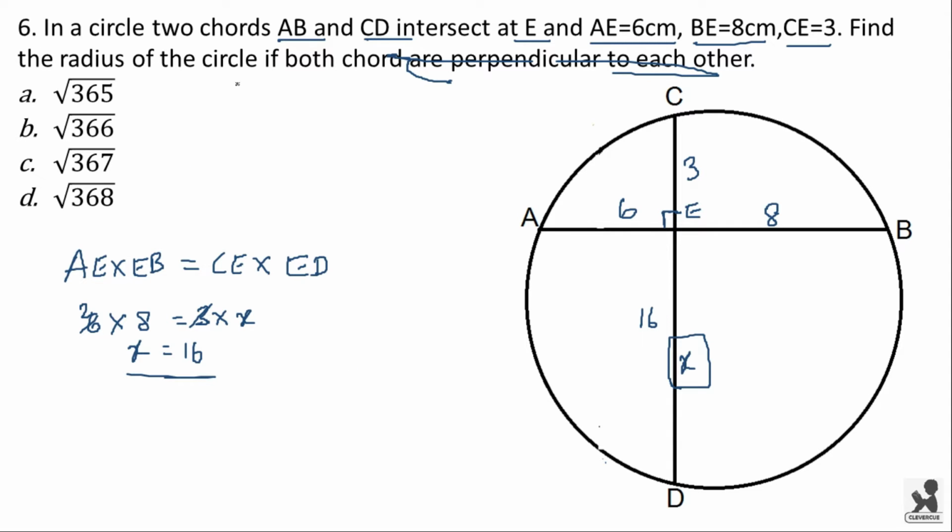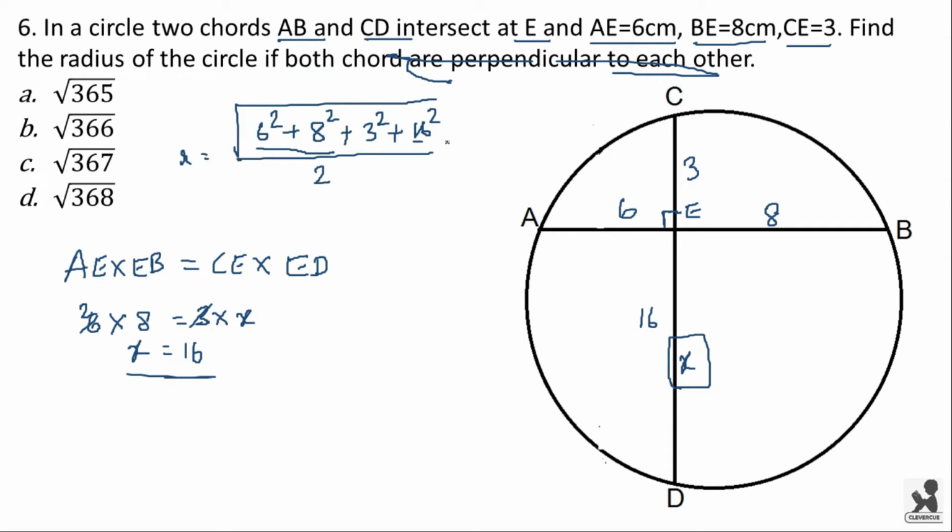As we discussed earlier, the radius R is equal to under root of (AE square plus EB square plus CE square plus ED square) divided by 2. So let us substitute the values. 6 square plus 8 square plus 3 square plus 16 square, divided by 2. Here 6 square plus 8 square is 10 square, so it is 100, and this is 256. 256 plus 3 square is 9.